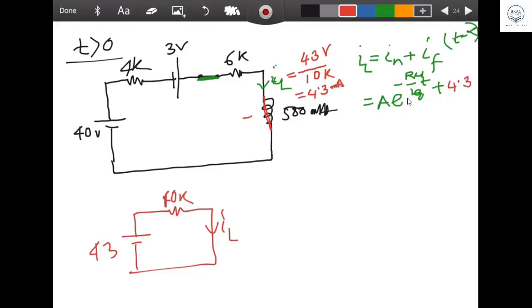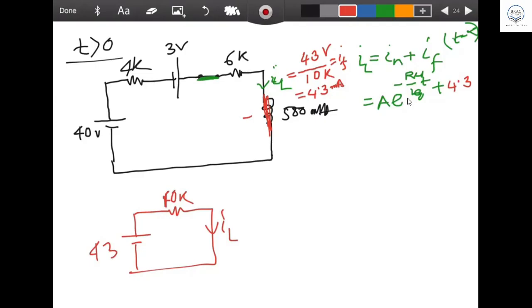This is your IF actually. Why IF? Because for t tends to infinity, the inductor goes to short circuit and the current flowing at that time is the IF, and that is 4.3. That's the way you have to find the IF current. Last class I told you also. The forced current means for t tends to infinity, when the inductor goes to short circuit.